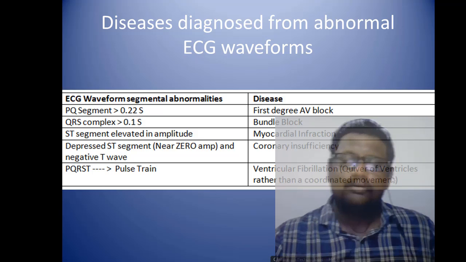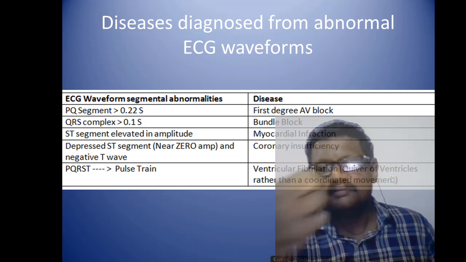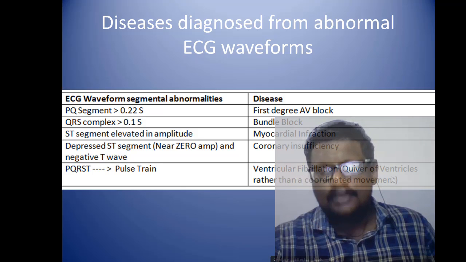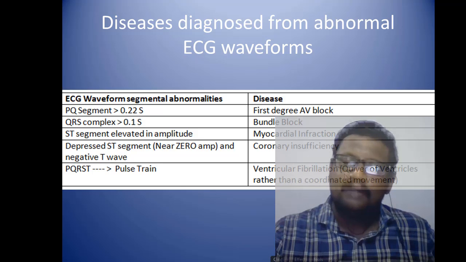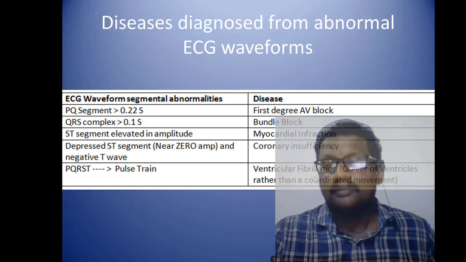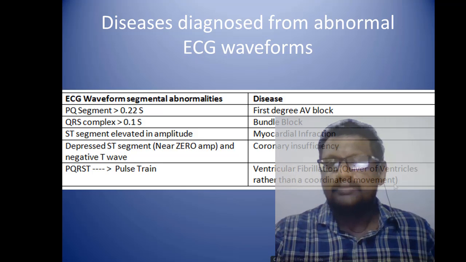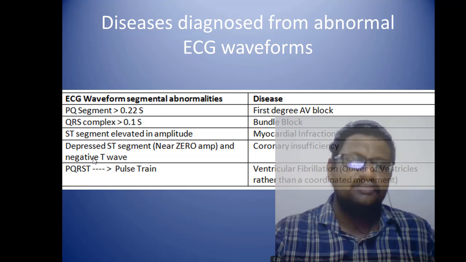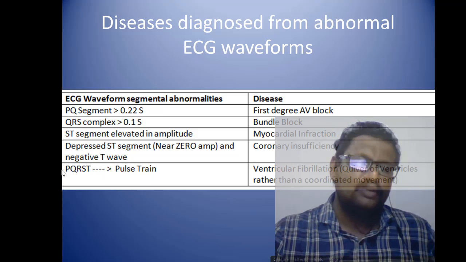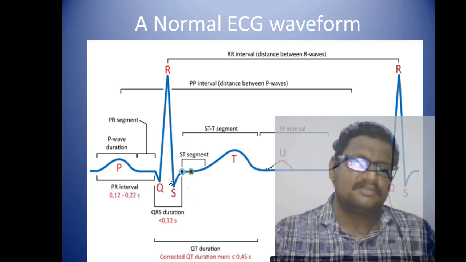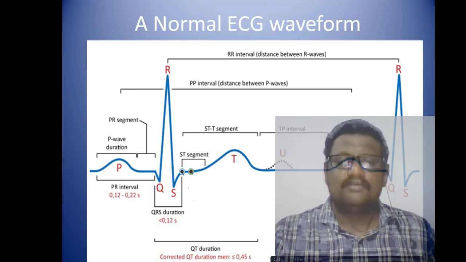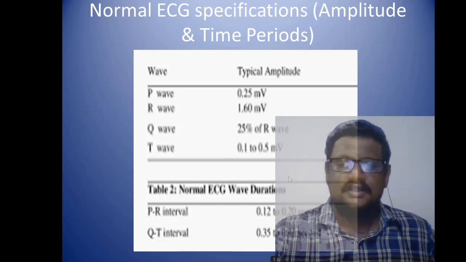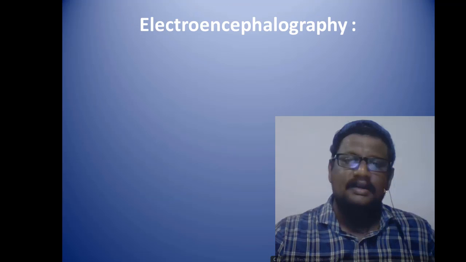I told you a particular rhythm is there. The atria contracts, the ventricle expands. Diastole, this is systole. Likewise, it should be complementary in action. Likewise, there is no complementary and synchronous action between the atria and ventricles. That is called ventricular fibrillation. Rather than coordinated movements, there is a quiver of ventricles. That is shown by the PQRST. If the PQRST waveform is not there, but instead there is a pulse strain, meaning instead of this beautiful waveform you have some pulses only, then that is called ventricular fibrillation.